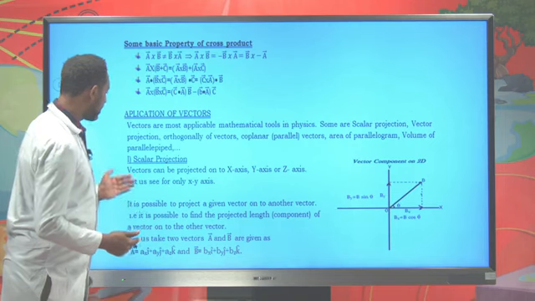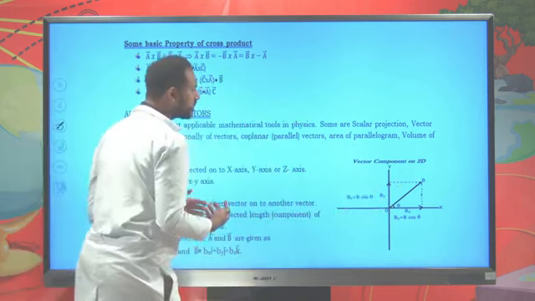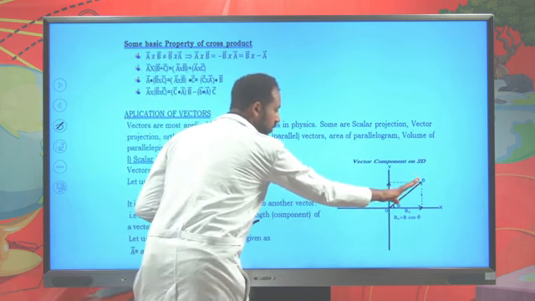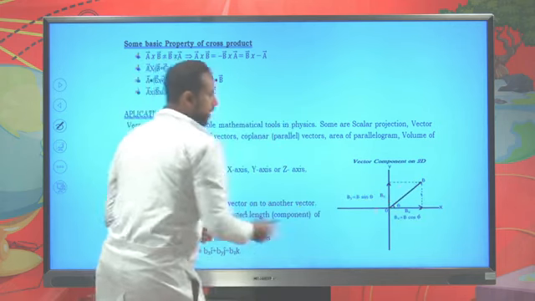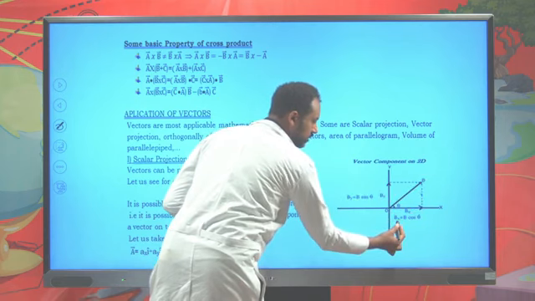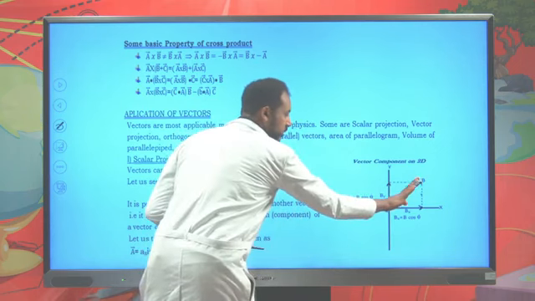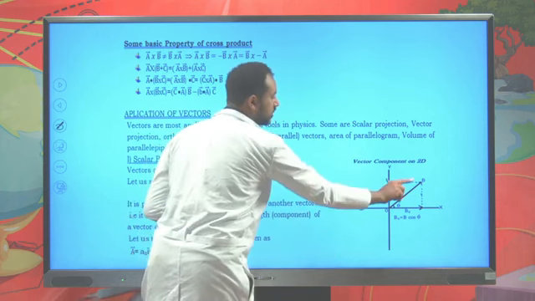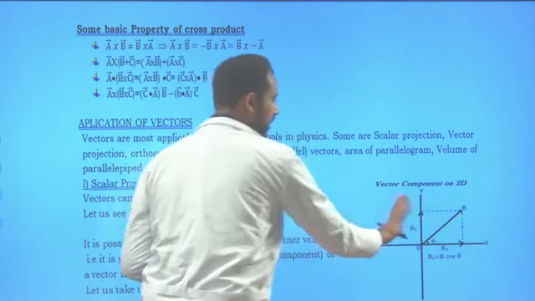For the scalar projection of a given vector, suppose here you have vector b. It's possible to project it, or in other words to find the component of this vector, onto the x-axis and the y-axis. How do we determine the component of this vector onto the x-axis? It's possible to find it to be b cosine theta. It's also possible to find the component of this vector along the y-axis as b sine theta. Okay? It's possible to project this given vector along the well-known axes x and y.